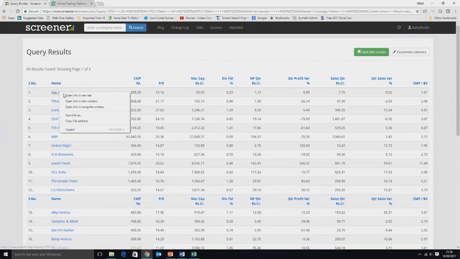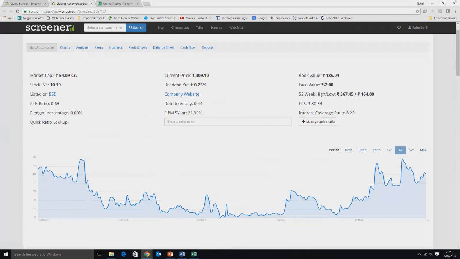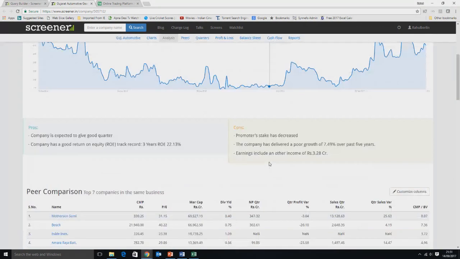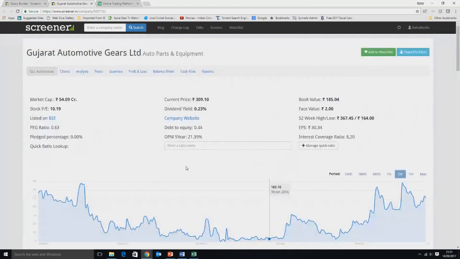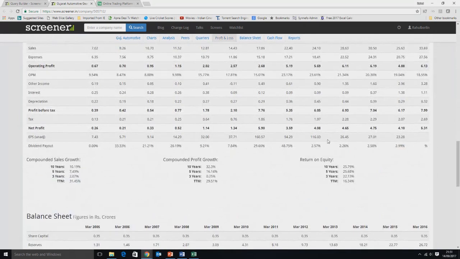Gujarat Automotives. This is dynamic in nature. Now here also we're going to reject. So current price, its book value, okay. Stock P/E is 10, PEG ratio is 0.63, okay. Debt to equity less than 1, that's okay. Interest coverage ratio greater than 3, okay. Fine. Now let's see pledge percentage, okay. And let's see the EPS. Here is the problem. You see 116, 26, 27, 23. So it has a decreasing EPS.